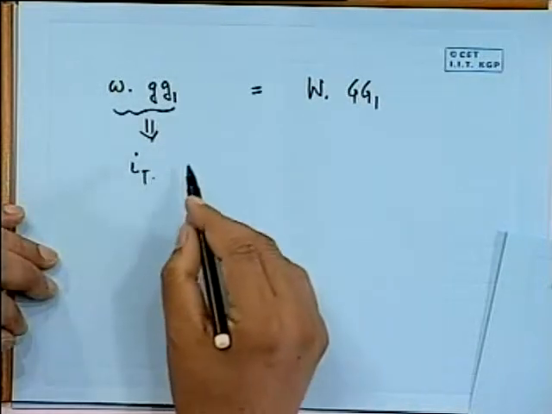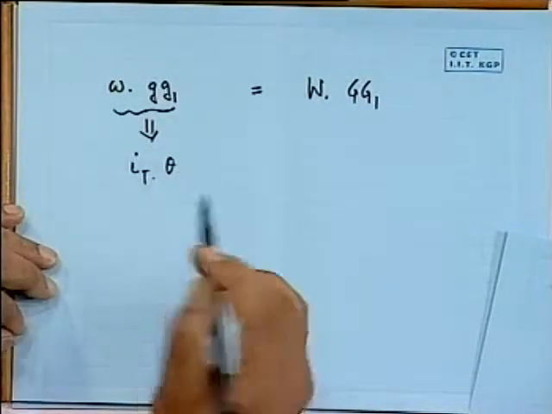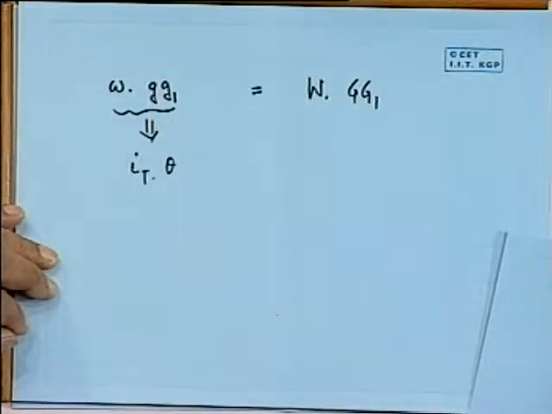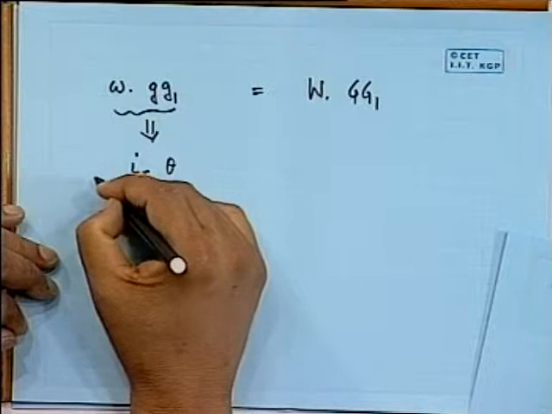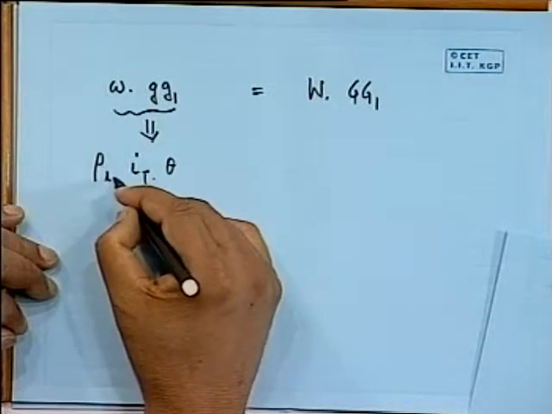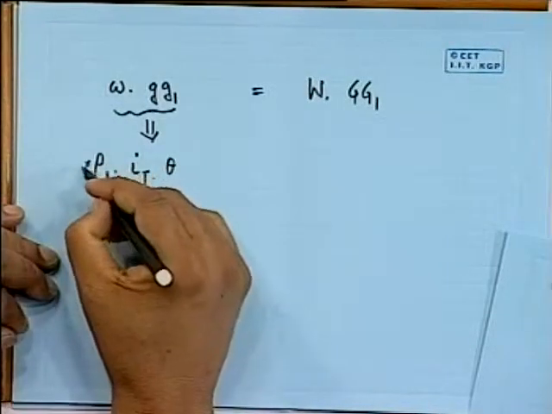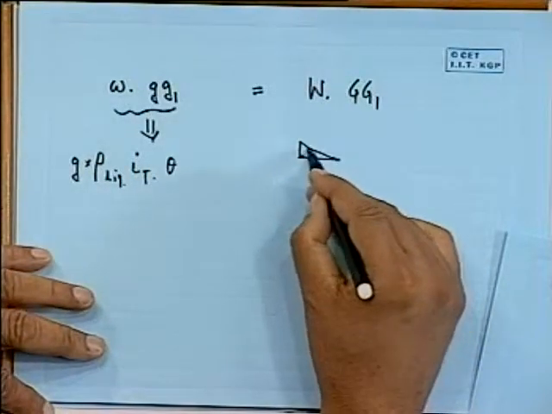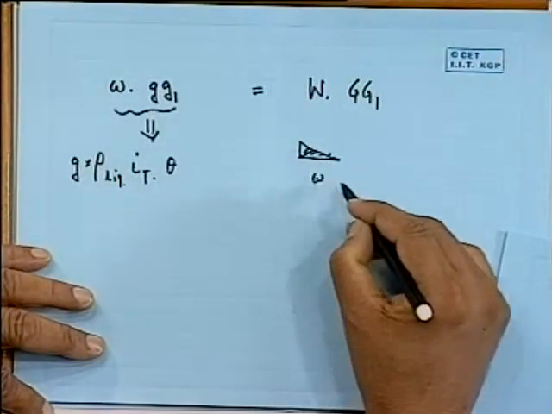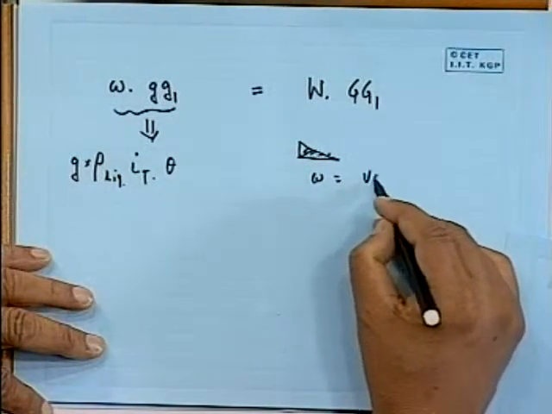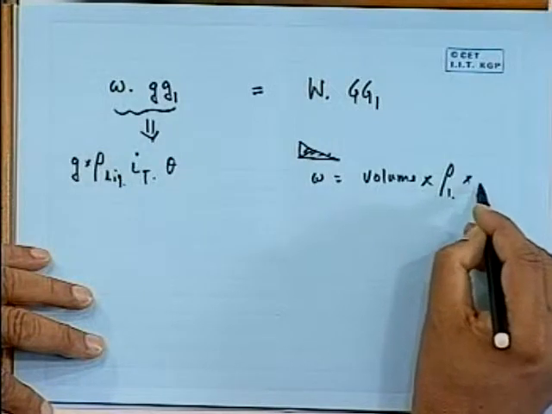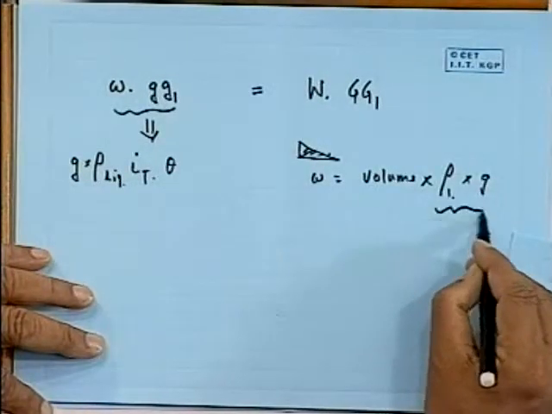IT into theta, but there is actually something missing, because when we took this weight, there should also be rho of the liquid multiplied into G, because we took the volume. Remember that we took the volume of only that part, weight actually being volume into rho of the liquid into G. So this part has to be multiplied.